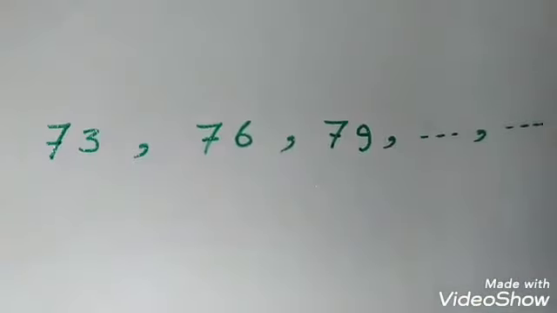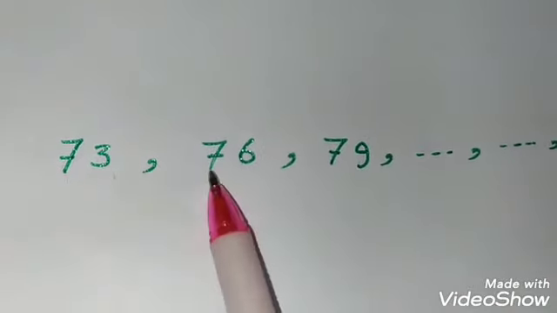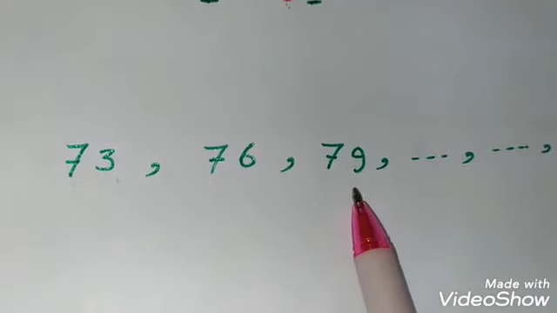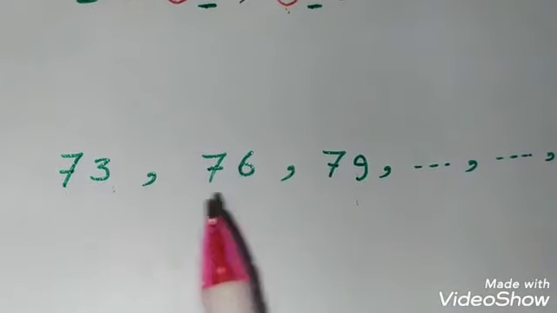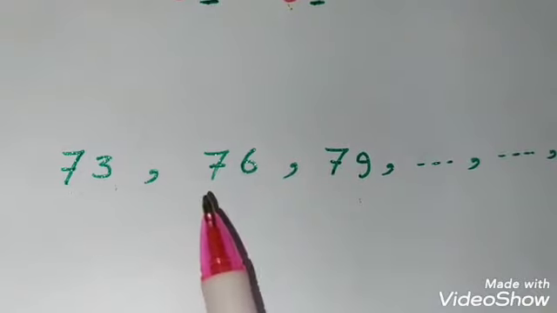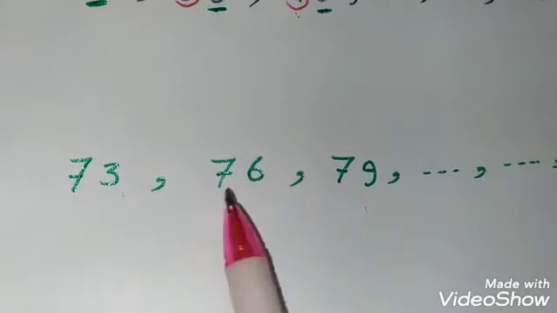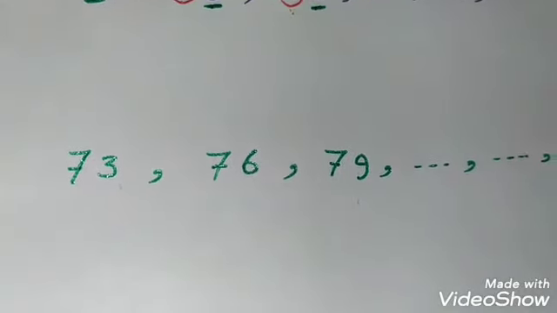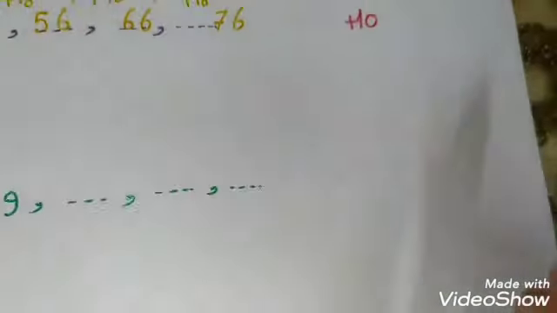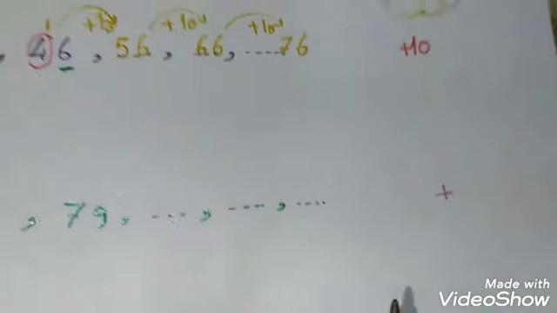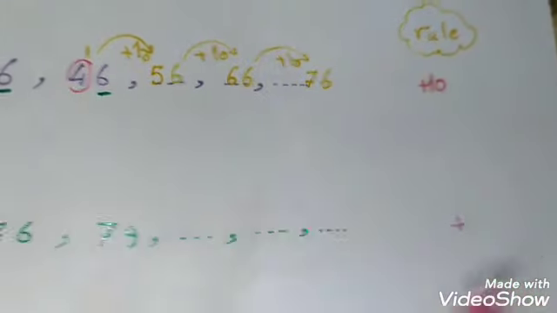Great job. Another pattern with me. I started from 73 and then 76 and then 79. The first question is: is it an increasing pattern or a decreasing pattern? 76 is greater than 73, and also 79 is greater than 76. So this is an increasing pattern because each number is greater than the previous one. It's increasing, so you do addition each time. Our rule is addition. Adding what, or increasing by what?